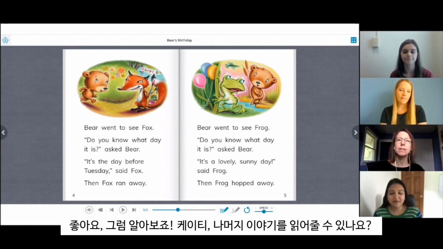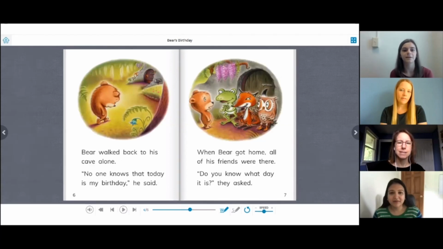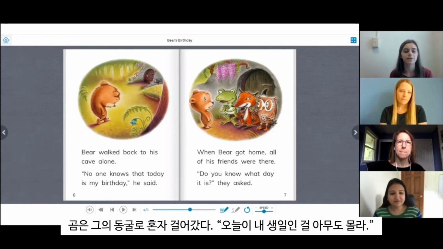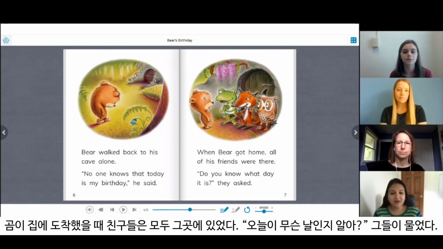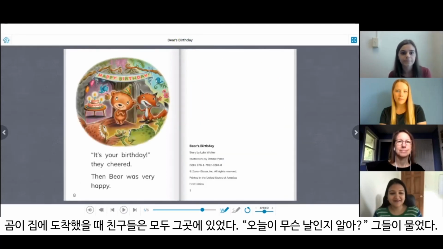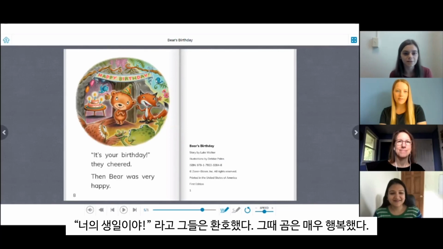Katie, can you finish reading the story for us? Yeah. Bear walked back to his cave alone. No one knows that today is my birthday, he said. When Bear got home, all of his friends were there. Do you know what day it is? They asked. It's your birthday, they cheered. Then Bear was very happy.